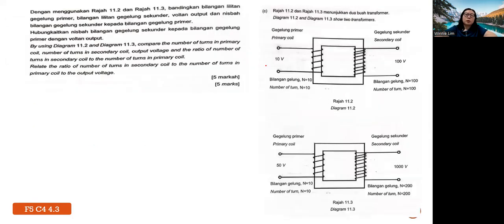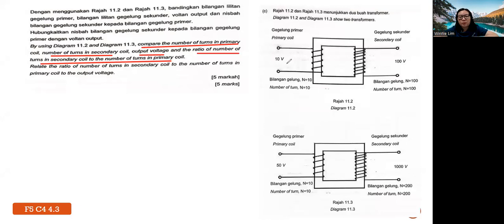Okay, then next, we will always have the 5 marks question on comparison, similar to question 5 and 6. So by using diagram 11.1 and 11.2 and 11.3, first thing they want you to compare what? Compare the number of turns in primary coil, compare the number of turns in secondary coil, output voltage, ratio of number of turns in secondary to number of turns in primary. So you have 1, 2, 3, 4. Okay, so let's try to get the answer.